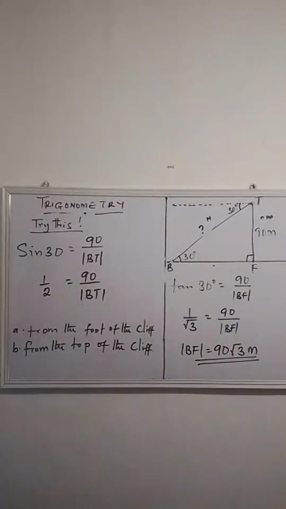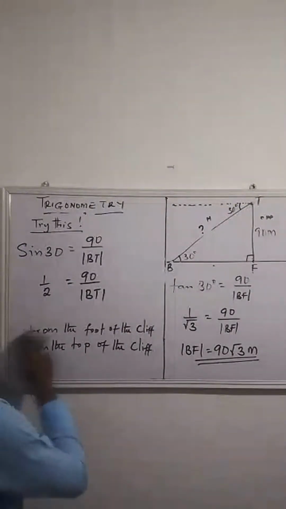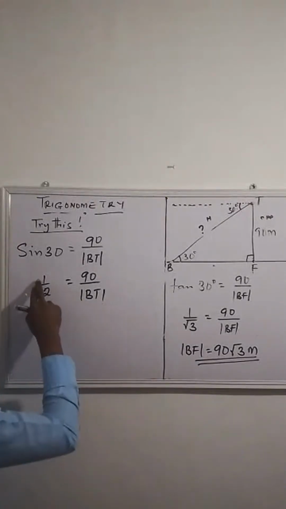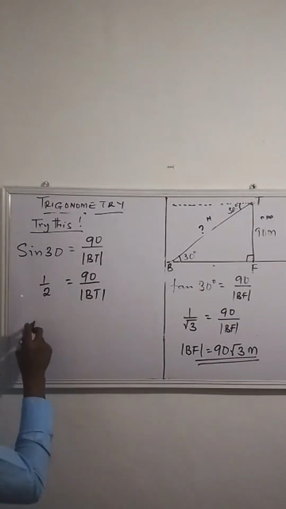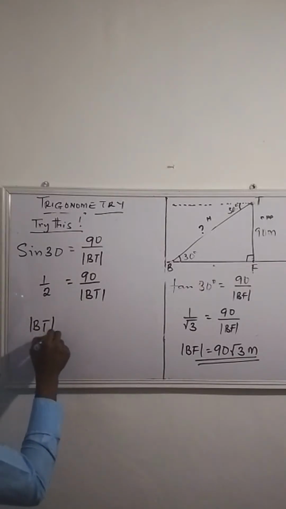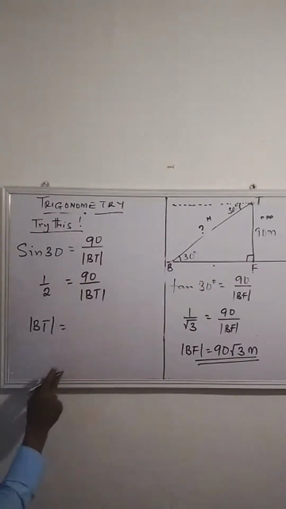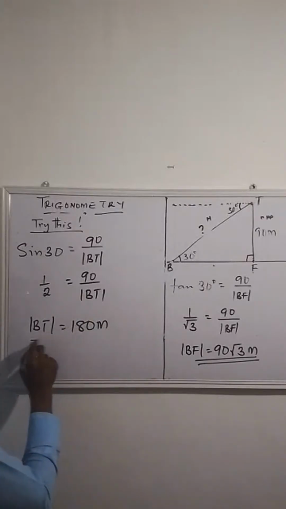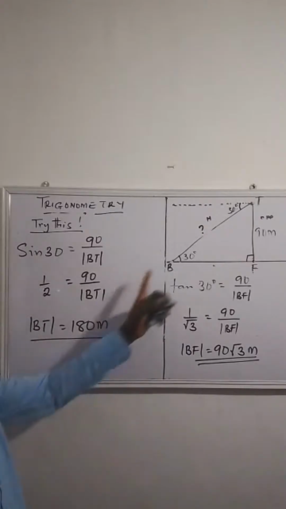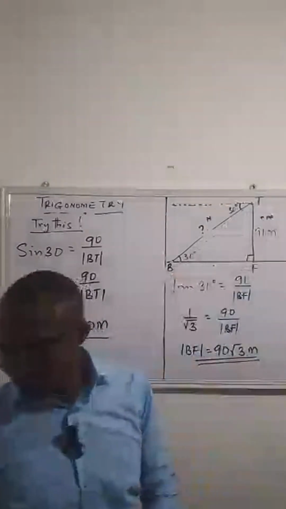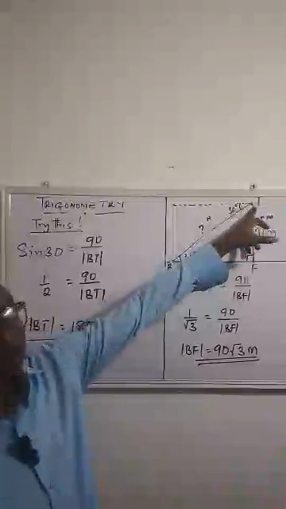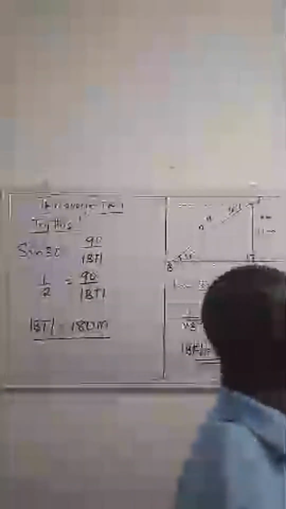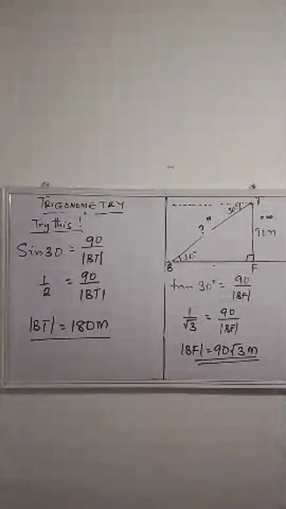Okay, length BT. So here you can cross multiply. You have this times this, one times this. So we have BT equals 2 times 90. That's 180 meters. So that's going to be the distance of the boat from the observer at the top here. Okay, so that is the answer to that problem.